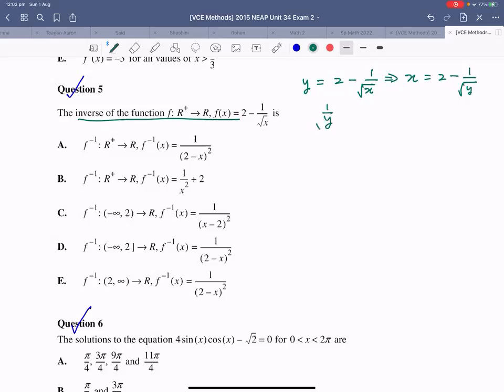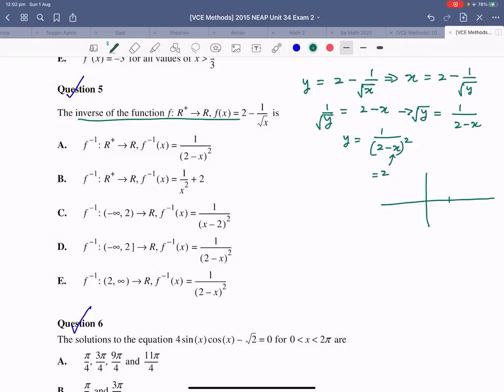divided by y square root is equal to 2 minus x. So from here you get y square root is equal to 1 divided by 2 minus x. Then y is equal to 1 divided by 2 minus x squared. Right? 2 minus x squared. So now you have to understand how this 2 minus x looks like. And also, when x is equal to 2, there is an asymptote.